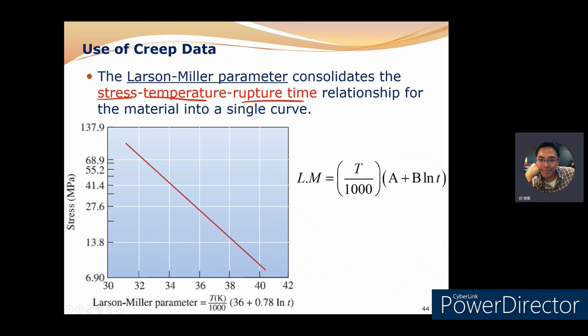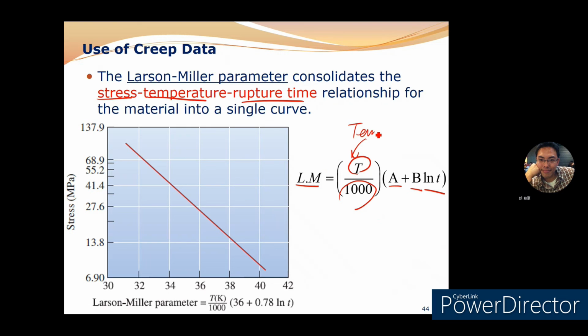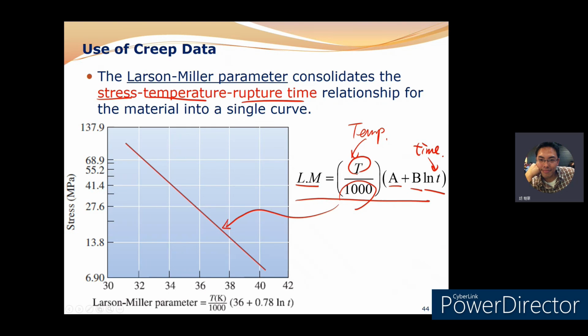By experiment, we have this index called the LM value. The LM value equals the temperature divided by 1,000 times the coefficient A and B log t. This is the temperature and this is the time. And we can get a linear relation.